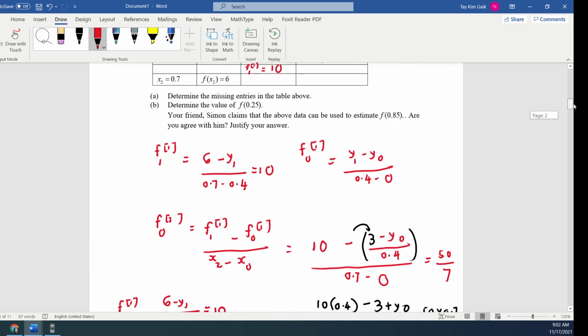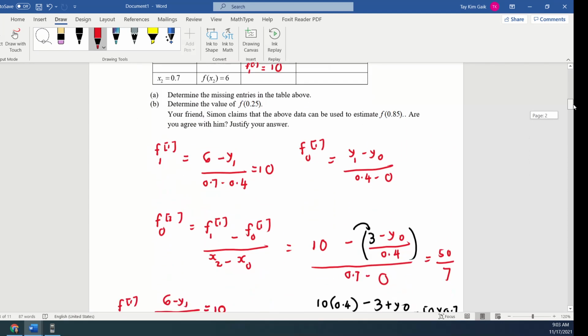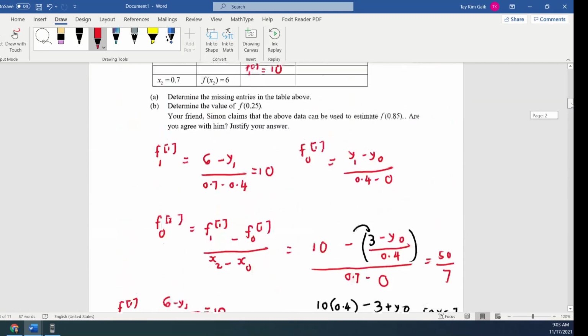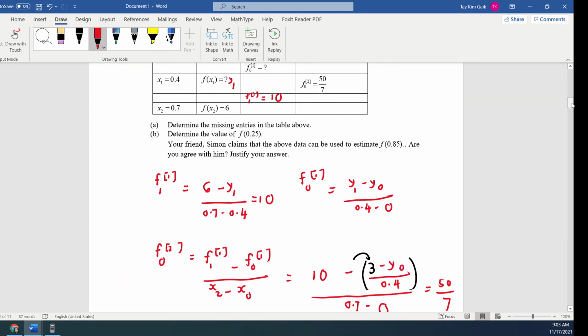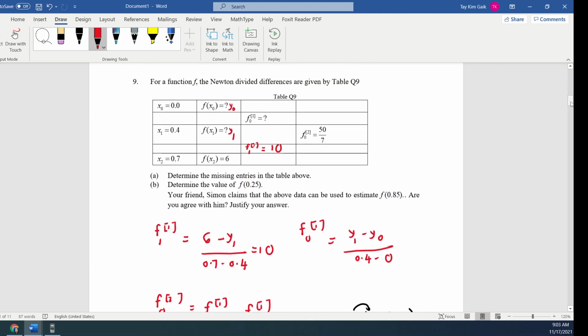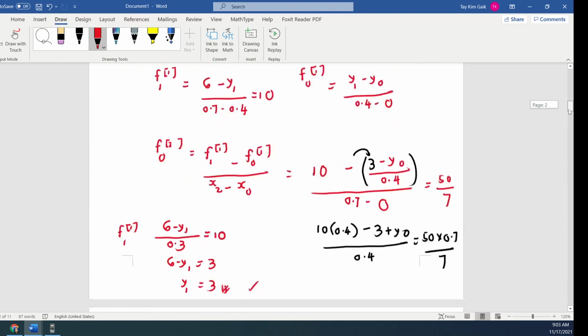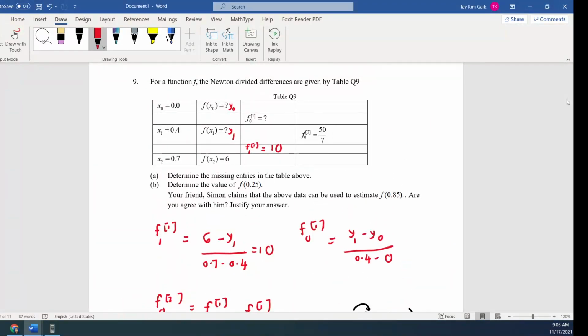Do we calculate f01? Oh, we didn't. Okay, go to calc. What else do they want? Determine the missing entry. So y naught, y1, and then we need to calculate f01. The y naught that you obtain is 1 and 3. So this value is 1, this is 3. Then you can calculate f01.